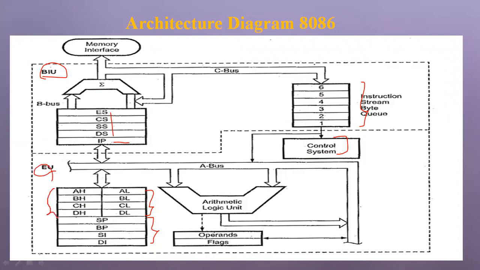4 general purpose registers: the total size is 16-bit, divided into 8-bit, 8-bit registers, higher order and lower order. 4 special purpose registers: stack pointer, base pointer, source index, destination index, which are based on the segment register. Arithmetic and logical unit, totally 16 flag memory: 3 are control flags, 6 are status flags. The remaining 7 can be used for future purpose.